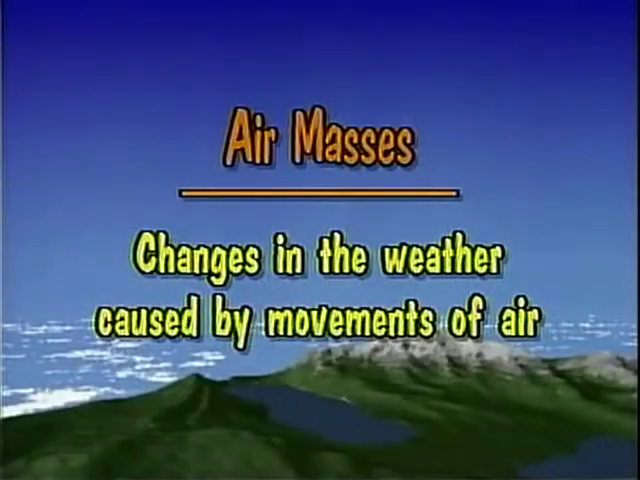We still have time to find out how air masses create the fronts of air with different temperatures and levels of humidity. Air masses are changes in the weather caused by movements of air. They have the same temperature and humidity throughout. Four types of air masses affect weather in the United States.